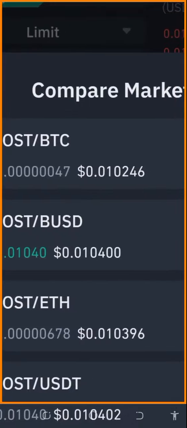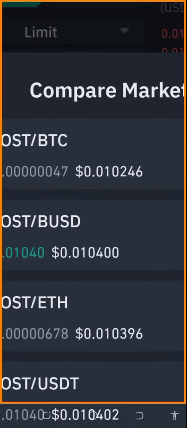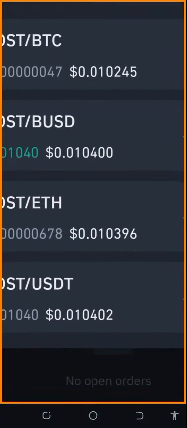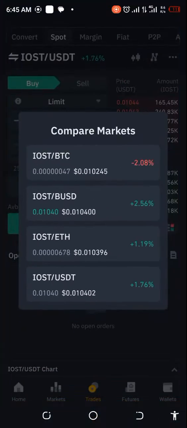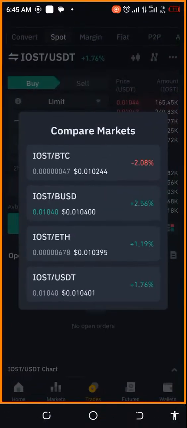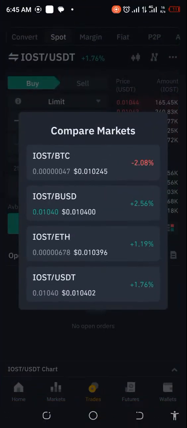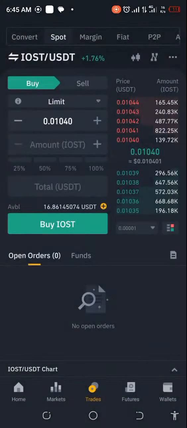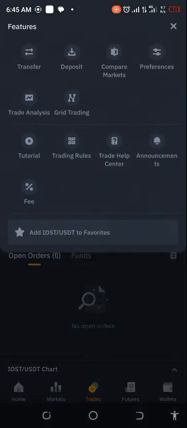Can you see that IOST BTC is 0.0102? It was supposed to be 0.0104, almost the same value as what we're doing now. And at this point, BTC went up a bit, and you can see here that USDT now is 0.0104. Now let's go back and see how much we bought IOST with USDT.